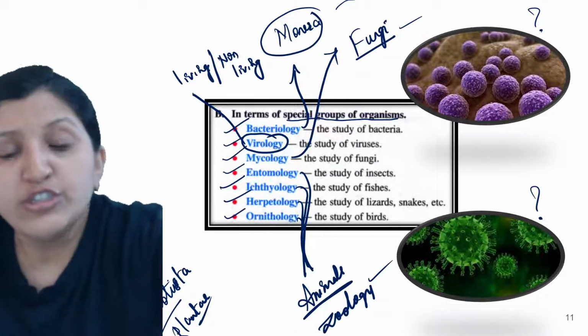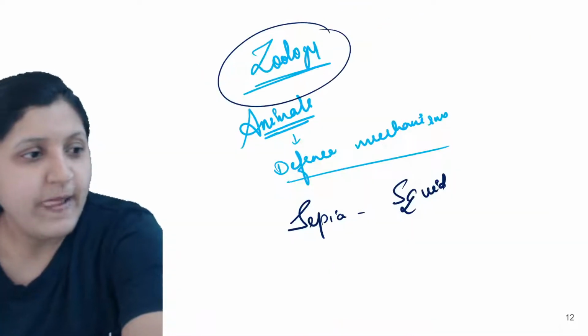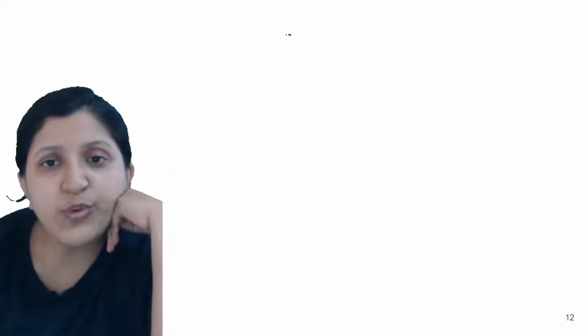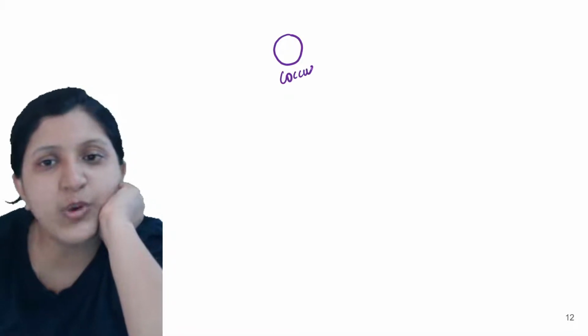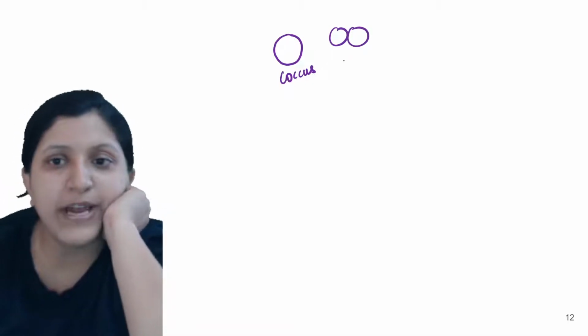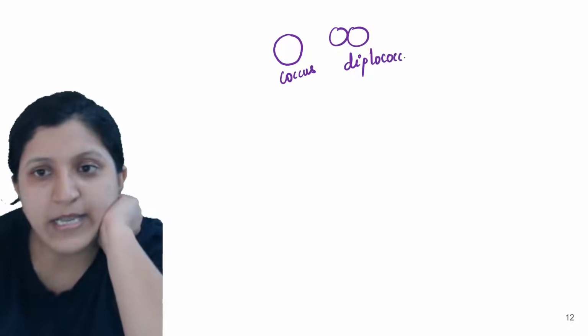All right. So this one, what you see here, is a cocci. So that is cocci. So let me just explain it here itself. So why exactly do we call that a cocci? So the spherical bacteria, when you find, this is a coccus. So this one is a coccus. So when two of the spherical bacteria you find, that is a diplococci. So this one is a diplococci.